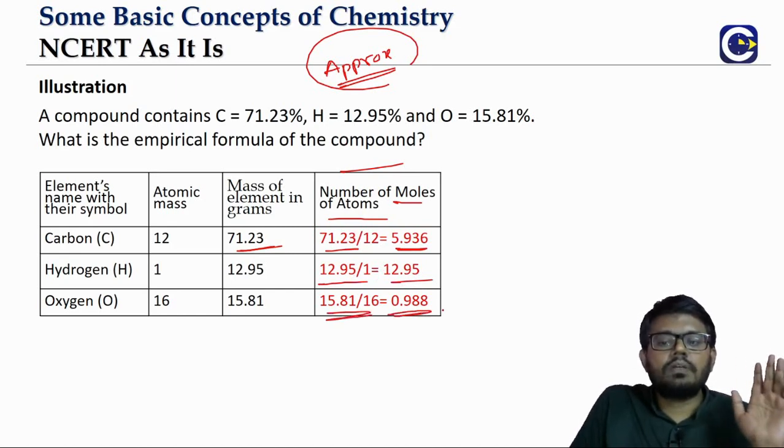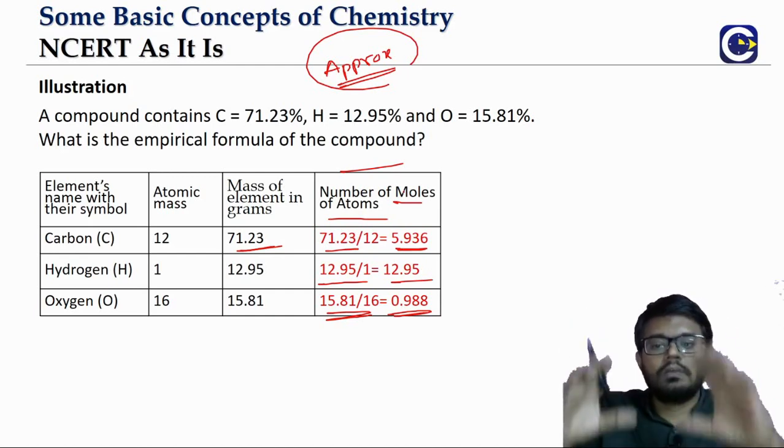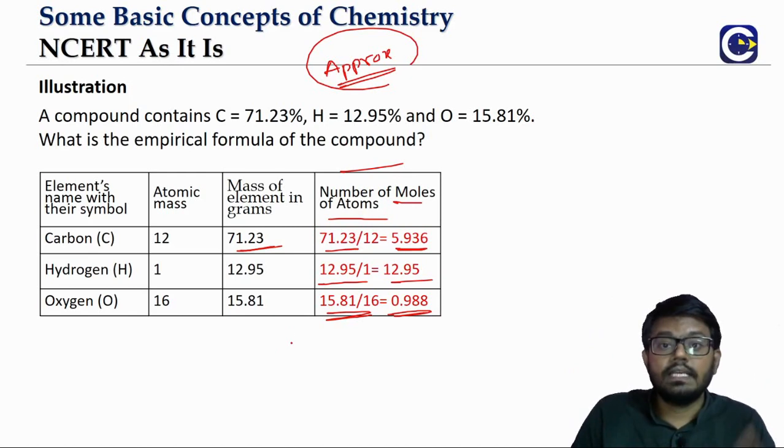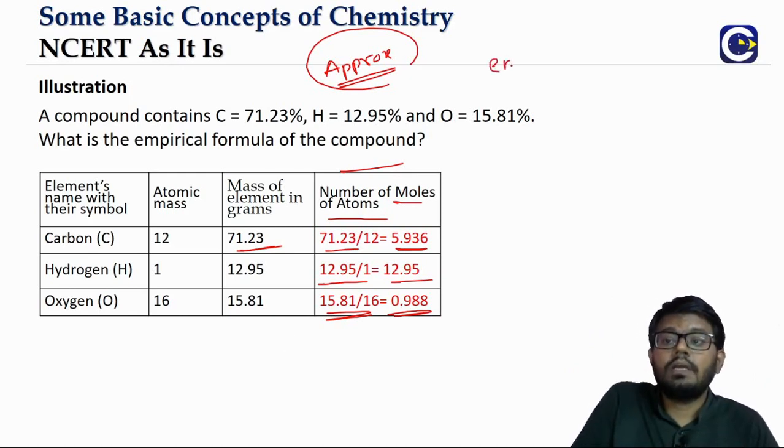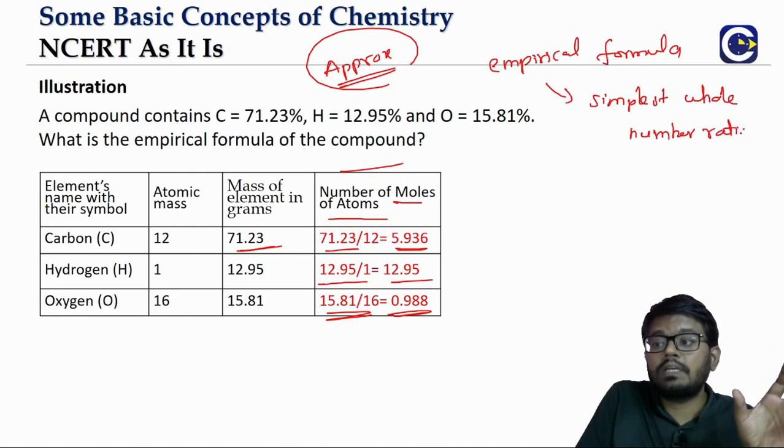15.81 by 16 is what? 0.988. So this is the actual number of moles of atoms. The next step is what? What is empirical formula? Empirical formula is basically the simplest whole number ratio. So we have to get the simplest whole number ratio in which these atoms are present.